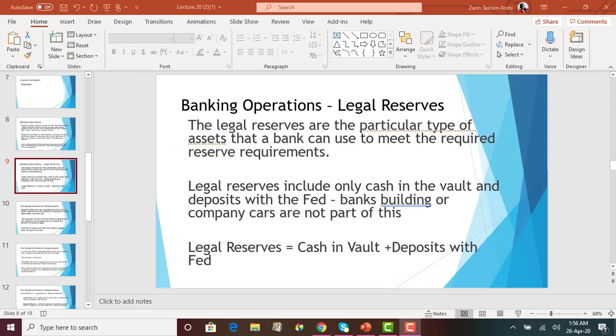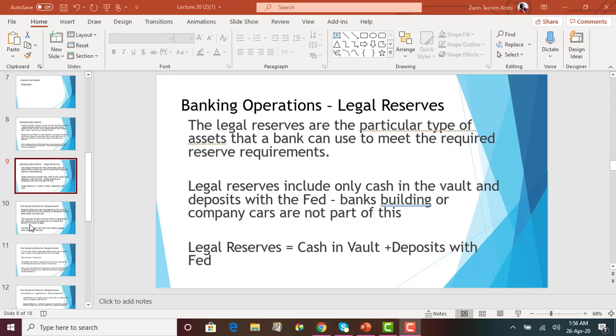Now, it does not include any buildings or cars that the bank might own. It's just an asset that is very liquid and consists of the cash in vault and the deposits with the Fed, or the checking account deposits the banks have with the Fed. And if you see at the bottom of the slide, it does give the formula. So you have to remember this: legal reserve is equal to cash in vault plus deposits with Fed. Now here you can also see the legal reserve can be used to meet the required reserve requirements. So what is the required reserve requirement? That is our next topic.